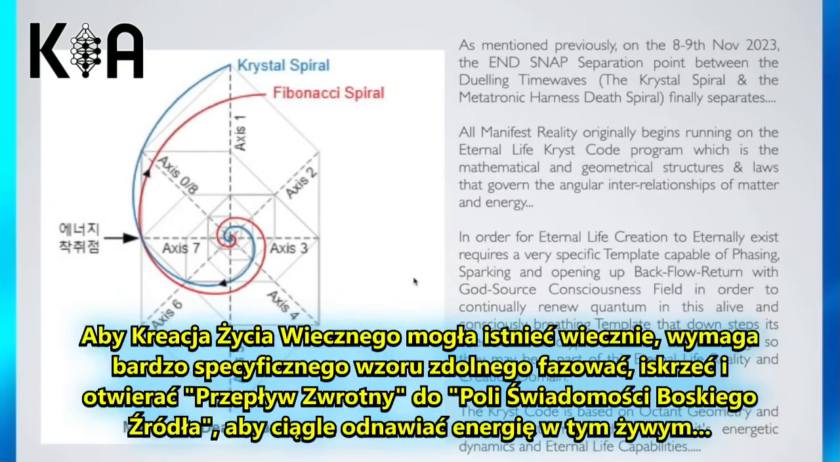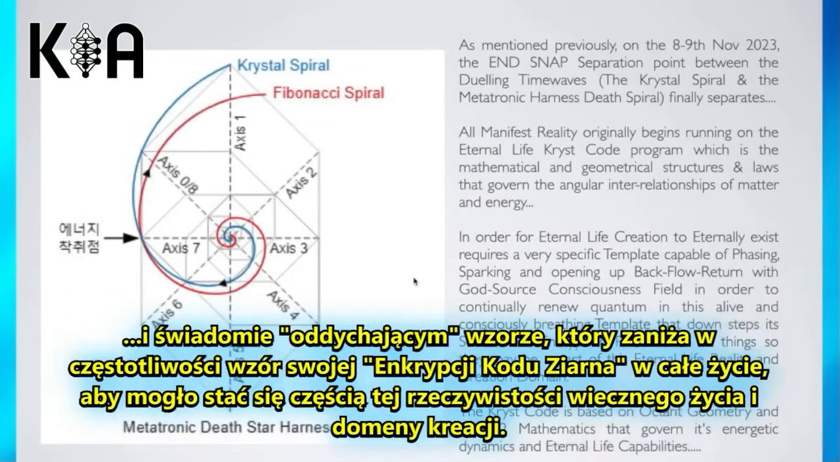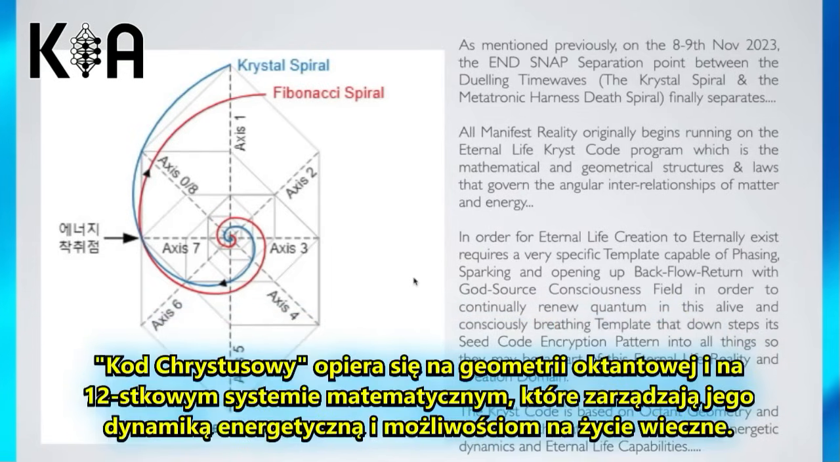In order for eternal life creation to eternally exist requires a very specific template capable of phasing, sparking, and opening up backflow return with God's source consciousness field in order to continually renew quantum in this alive and consciously breathing template that downsteps its seed code encryption pattern into all things so they may be a part of this eternal life reality and creation domain. The Christ code is based on octant geometry and base 12 mathematics that govern its energetic dynamics and eternal life capabilities.